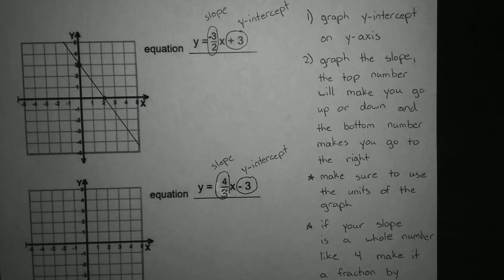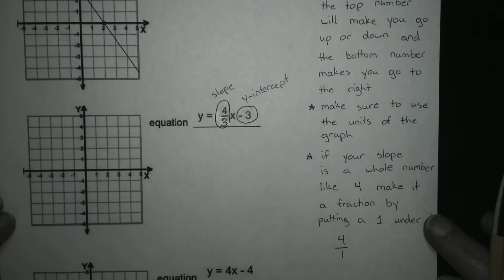So always make sure you are using the units of the graph. All the graphs I'm using are counting by 1s, but sometimes it will count by 2s, 5s, any number of things. So let's go ahead and look at the second problem.